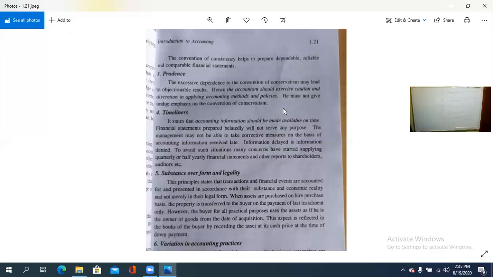So this principle states that transactions and financial events are accounted for and presented in accordance with their substance and economic reality and not merely in their legal form.